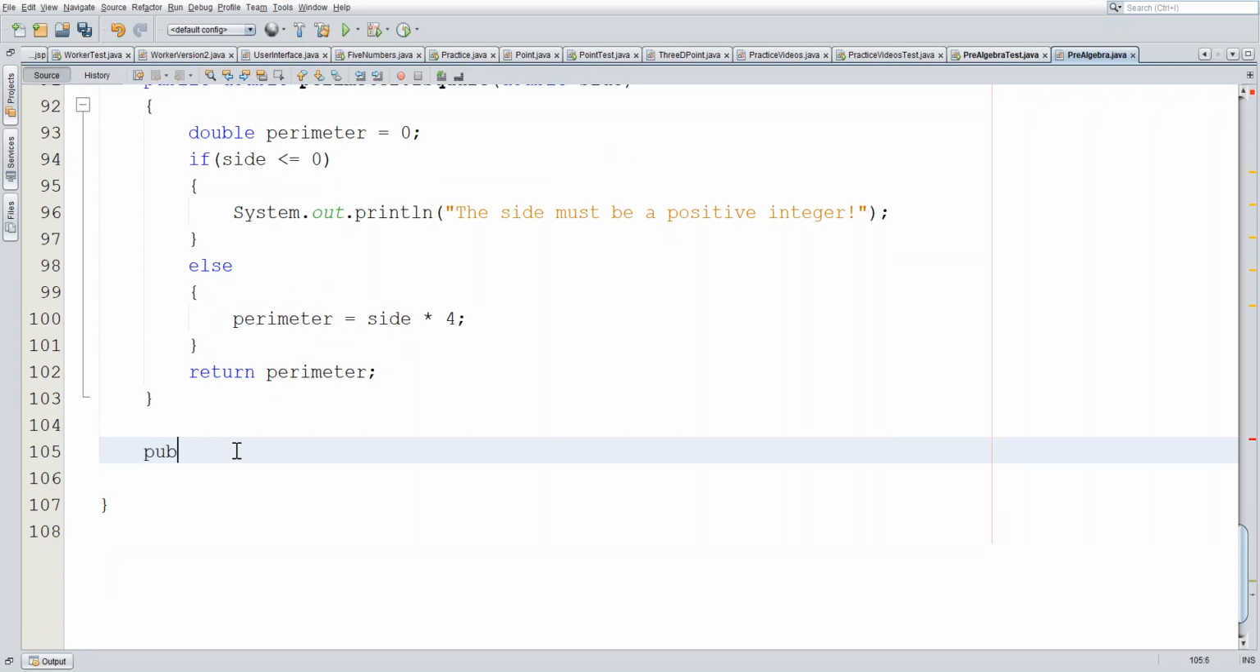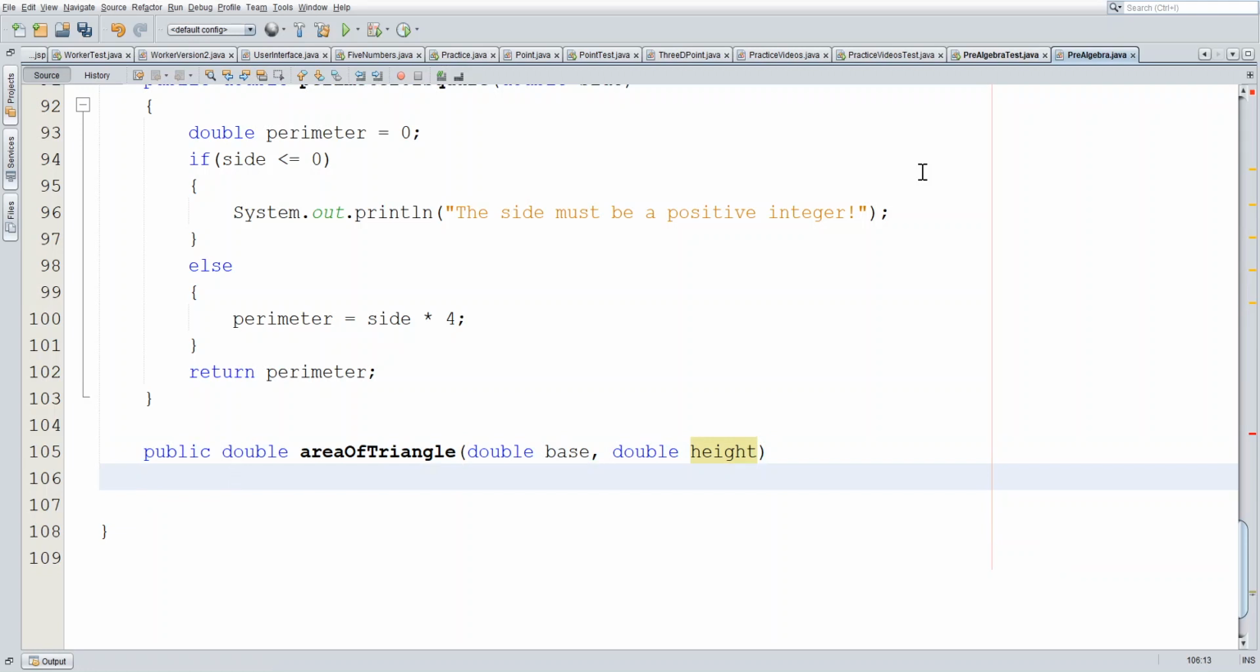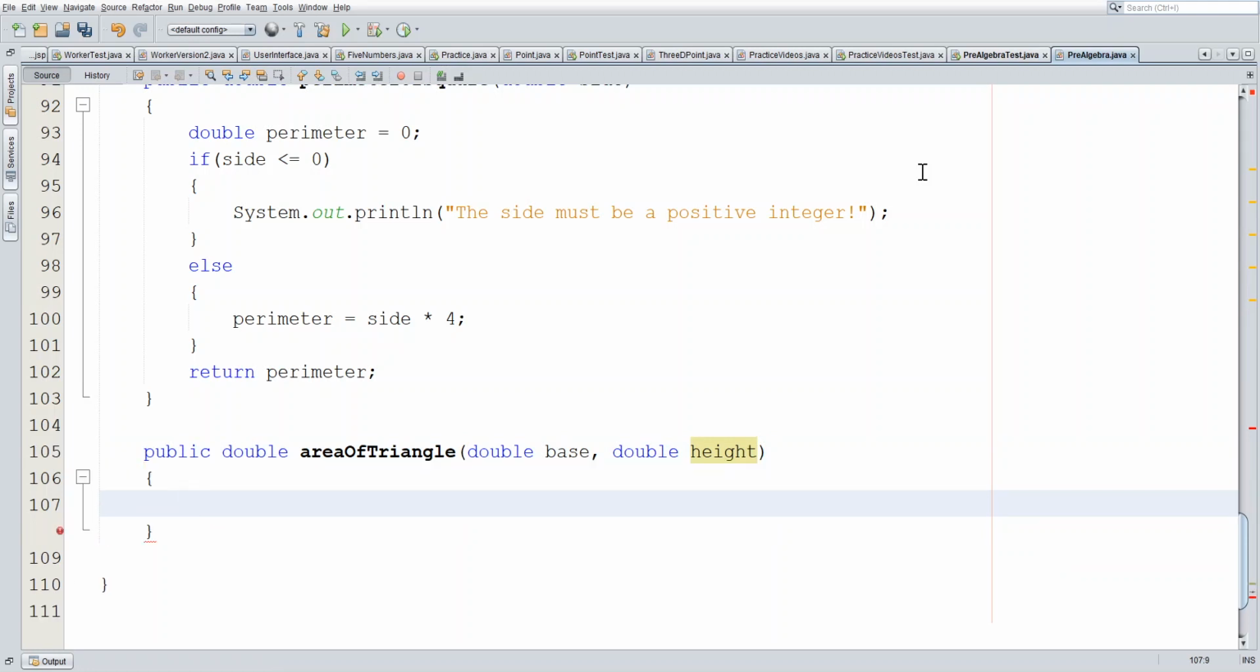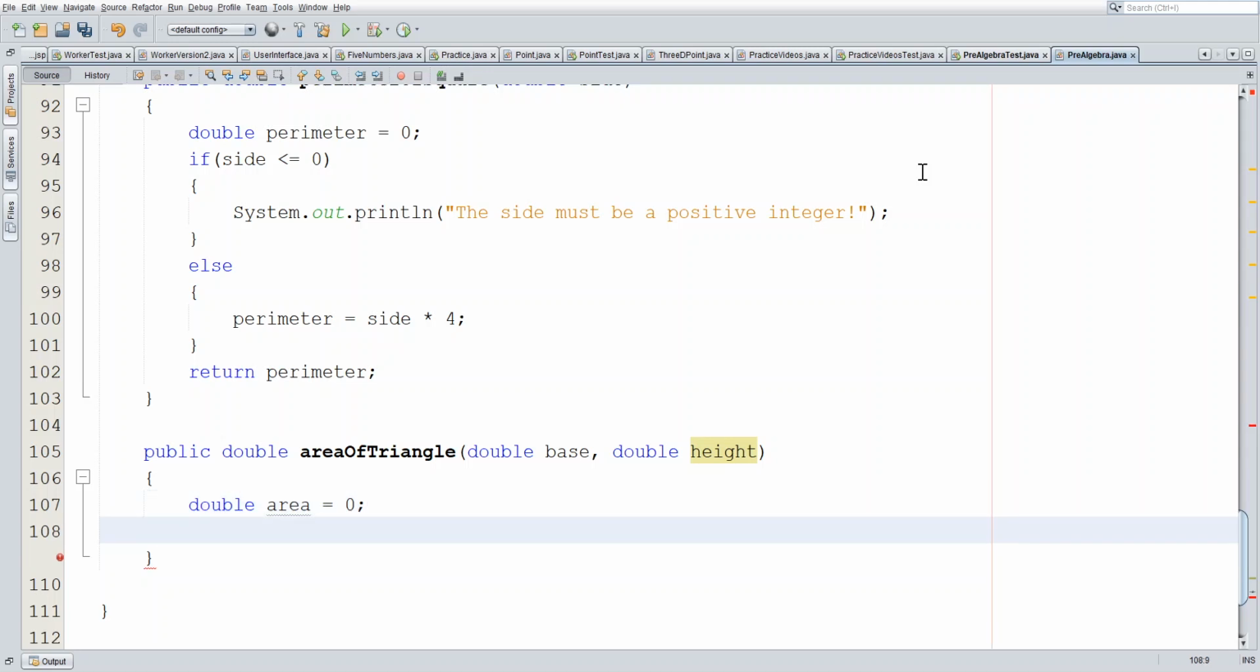So let's go ahead and do public double area of triangle. Sorry, I have my cursor in the way a lot today. So what do we need for the area of a triangle? We need the double base and the double height, right? So instead of length and width, which is pretty much the same thing, it's the base and height with a triangle. So first thing we need is a place to store the area. So let's go ahead and initialize a variable area of type double. Set that equal to 0.